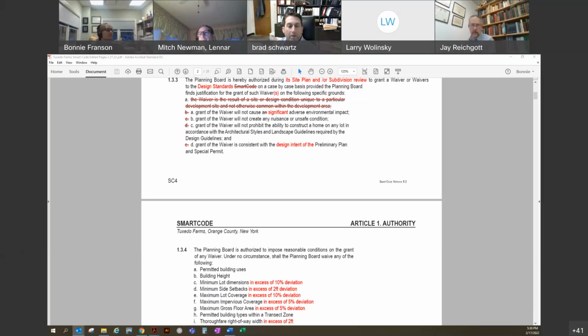Again, the whole idea was to give the planning board some flexibility or leeway without having to run back to the town board every time there was what we would consider a minor deviation, so long as it didn't result in a significant impact, a nuisance, or an inconsistency with the special permit or the preliminary plan. That's the general intent. So in 134, we did put some upper limits on how far the planning board could go before we would have to come back to the town board.